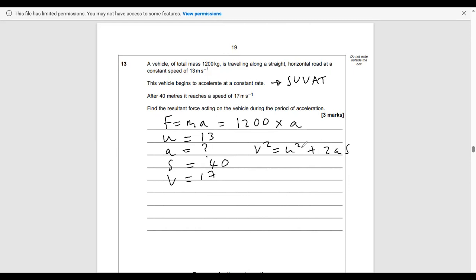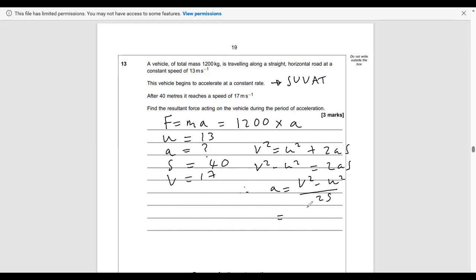I'm just going to rearrange this formula to make a the subject. We get v squared minus u squared equals 2as. Divide both sides by 2s, and we get a equals v squared minus u squared over 2s. Now we can plug our data into this formula to get our acceleration.